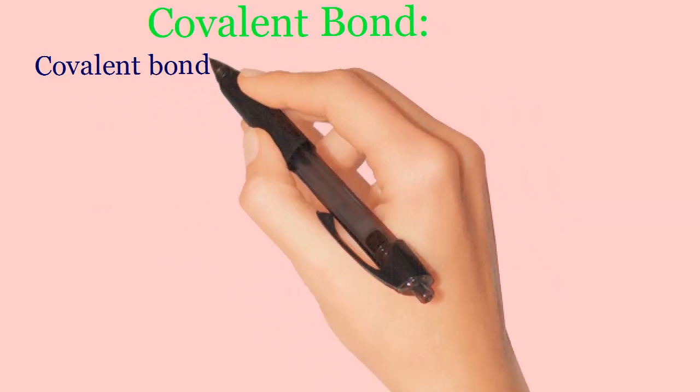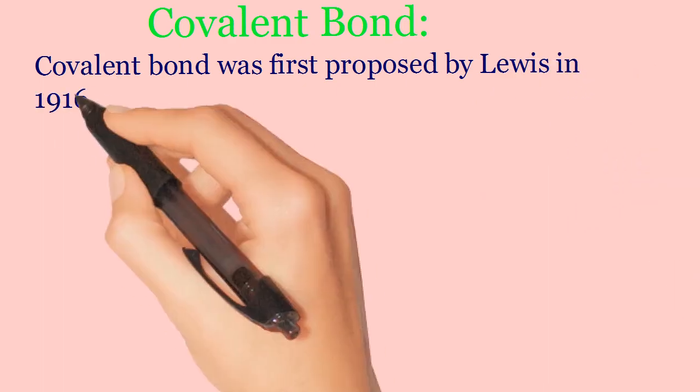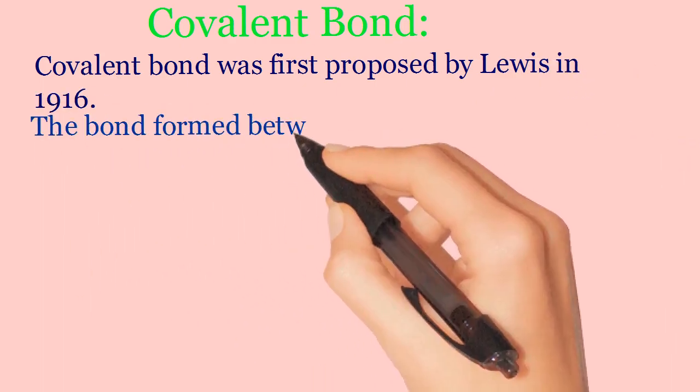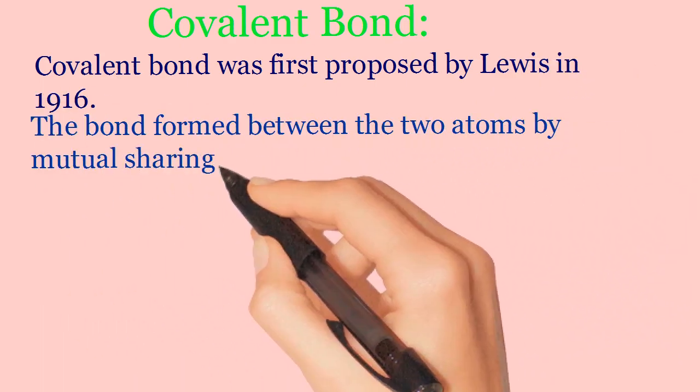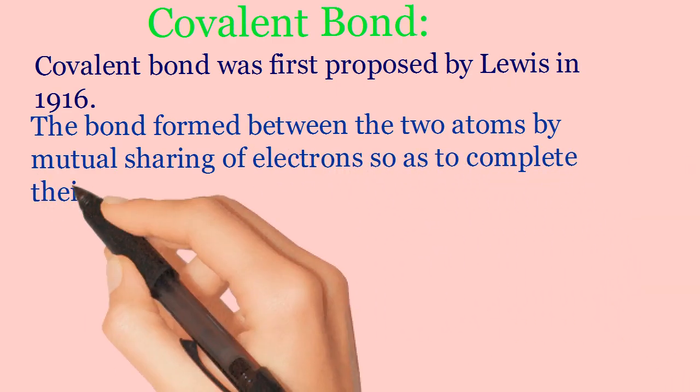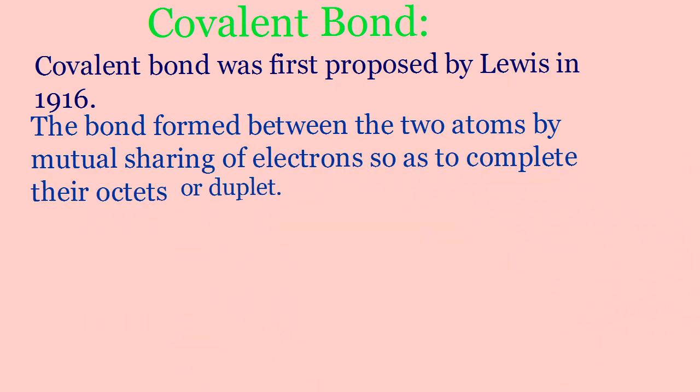Covalent bond. The covalent bond was first proposed by Lewis in 1916. It is the bond formed between 2 atoms by mutual sharing of electrons so as to complete their octets or doublet. Example.